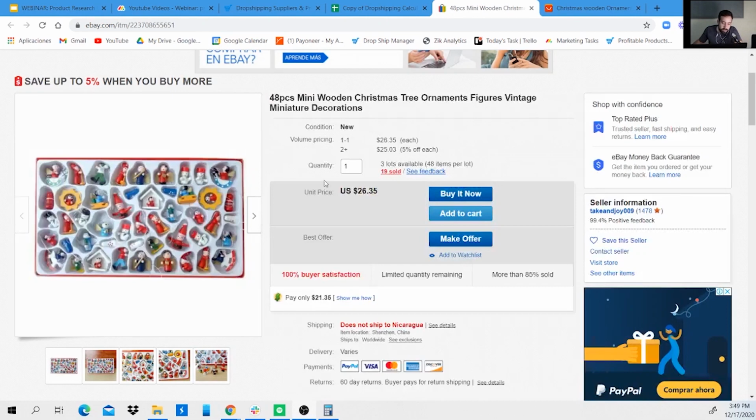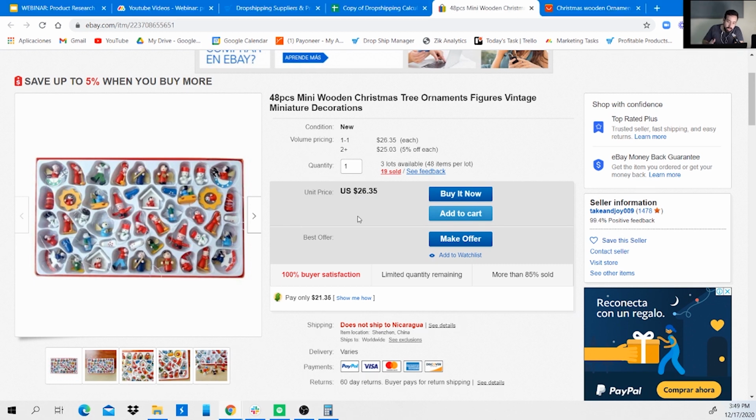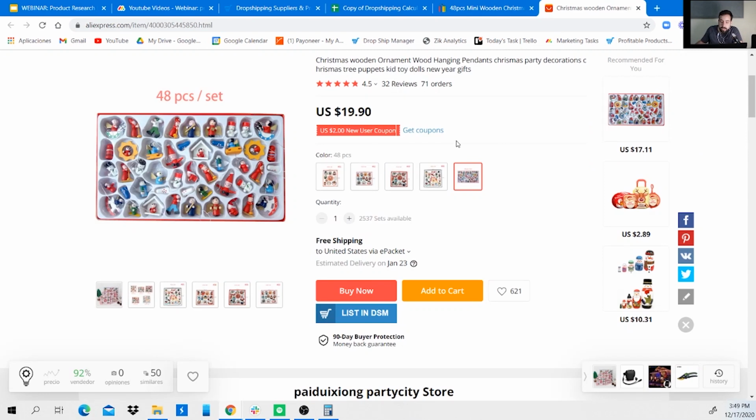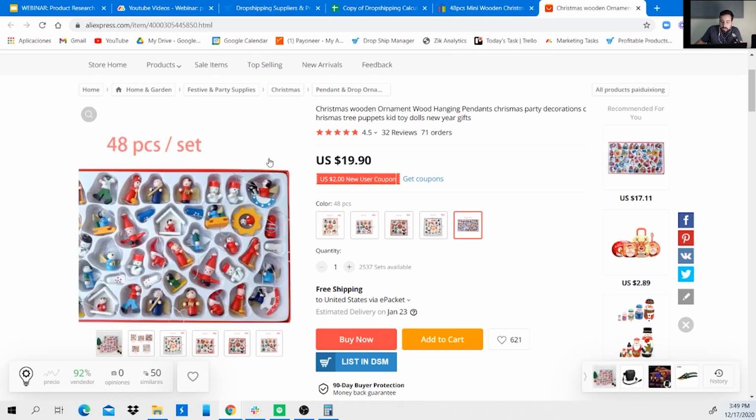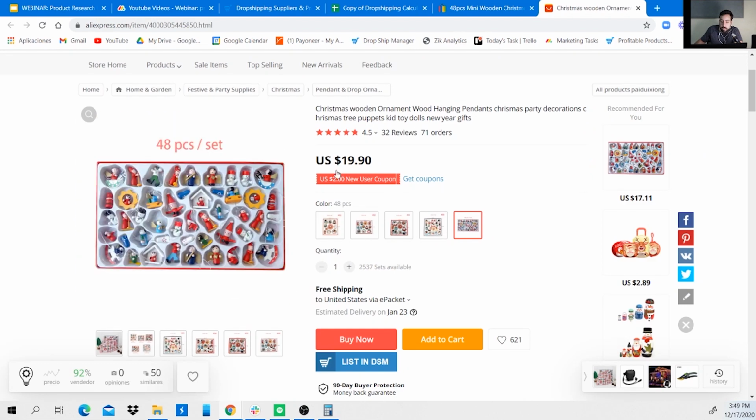And for the final example and fifth product, we have this mini wood Christmas tree ornaments. Since we are in December, we have here the final price $26.35, 19 times sold, and as you can see here. Now we find the same item on AliExpress, the same variation, 48 pieces, such as this one over here. And the final price is $19.90 with free shipping. Again, you guys can see the trend. You can see that this over here is the same product as this one, but at a cheaper price.